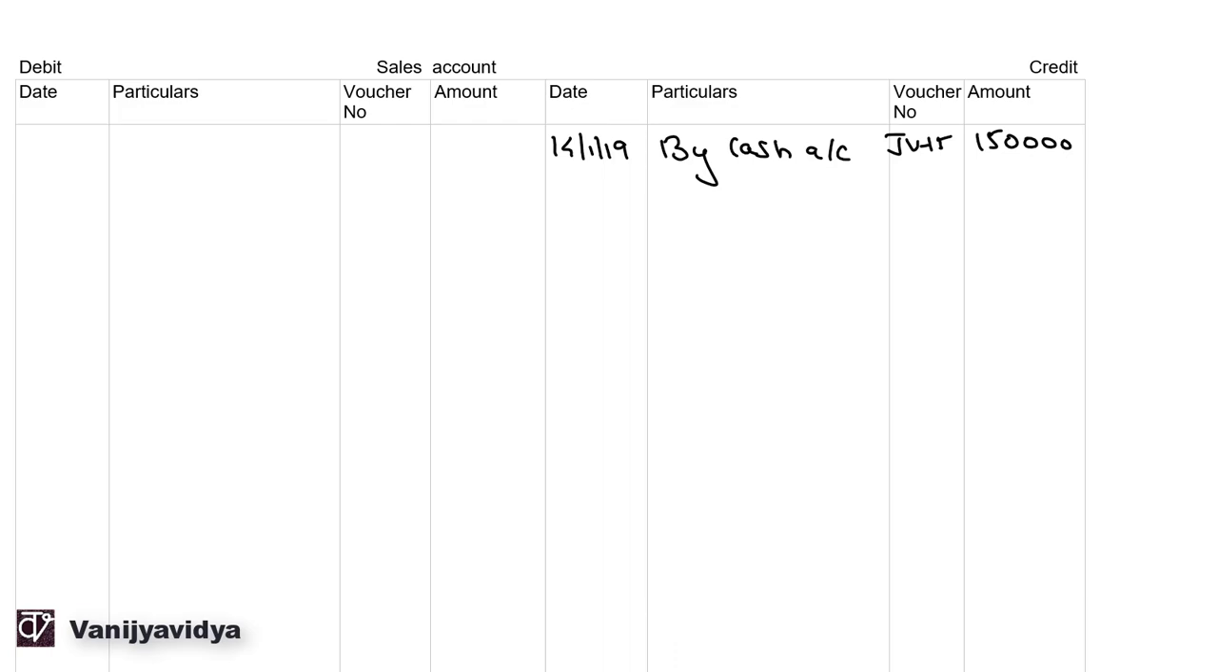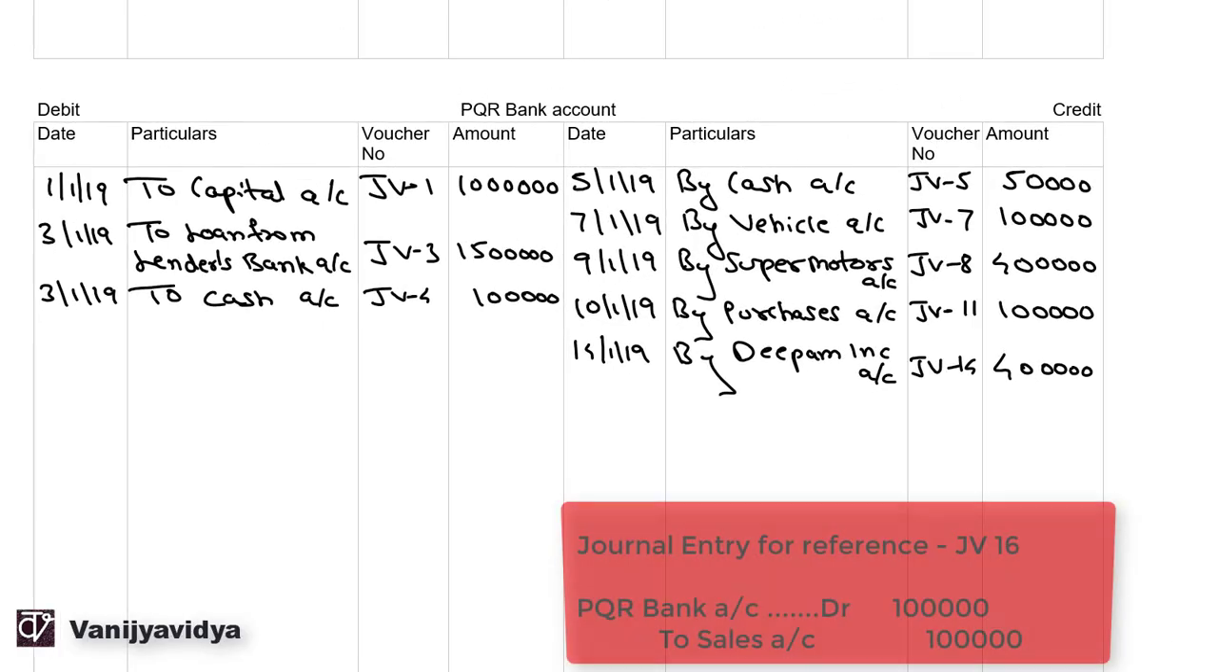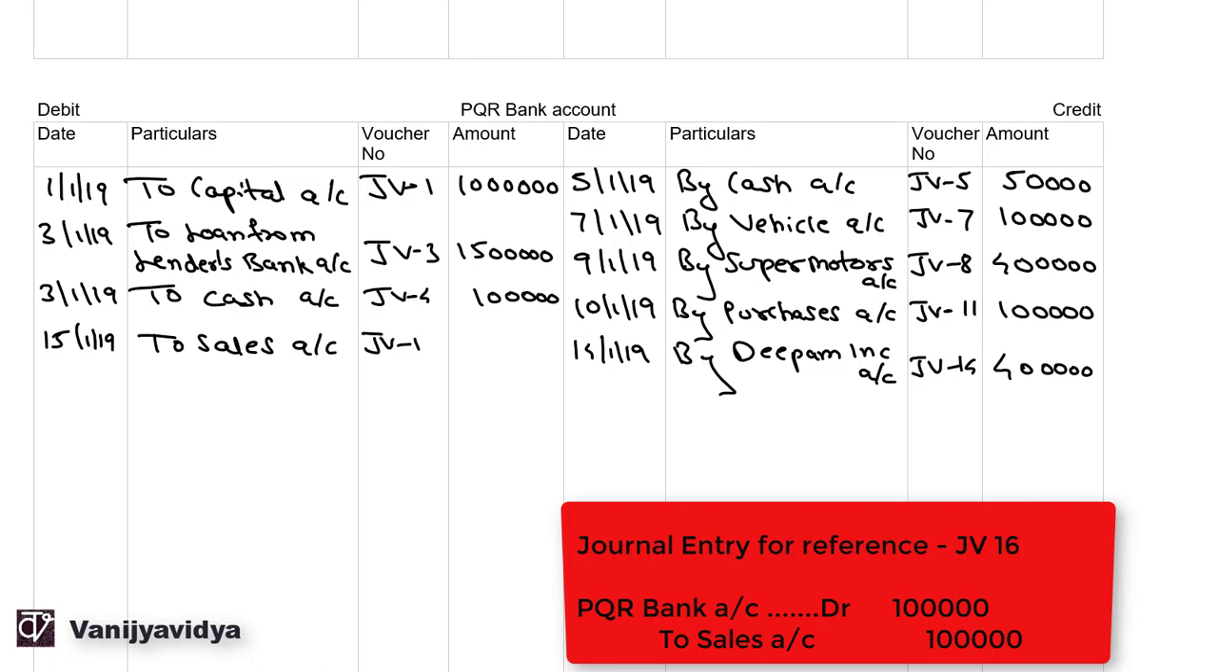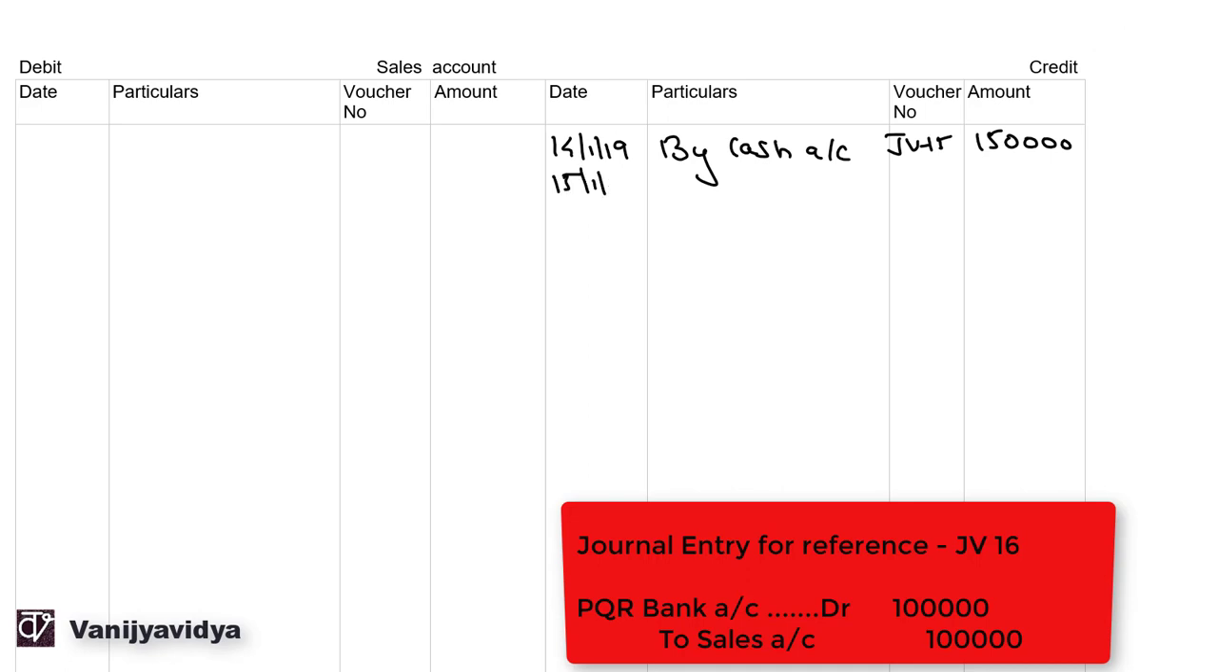Now let's move on to the next journal entry. 15 Jan 2019, PQR bank account debit 1 lakh to sales account 1 lakh, JV16. So one impact will be on the debit side of PQR bank account and one impact will be on the credit side of the sales account. Let's post this journal entry. PQR bank account debit side, 15 Jan 2019 to sales account JV16, amount is 1 lakh. Credit side of sales account, 15 Jan 2019 by PQR bank account JV16, amount is 1 lakh.